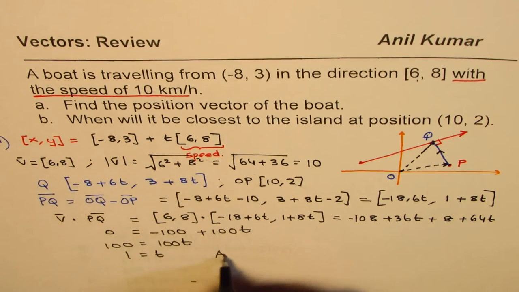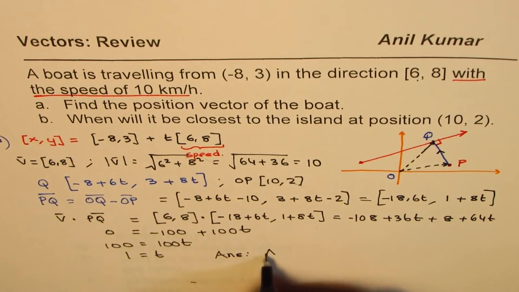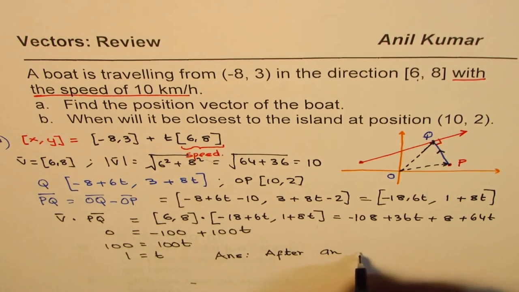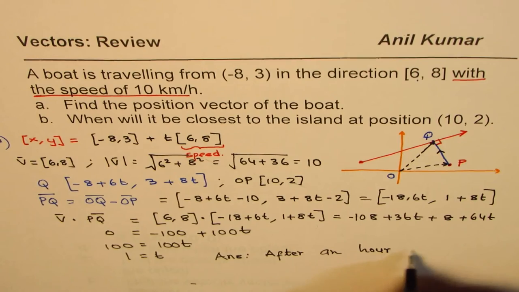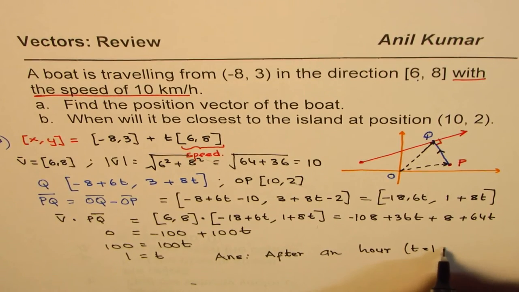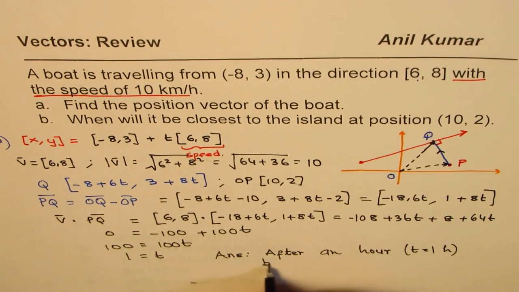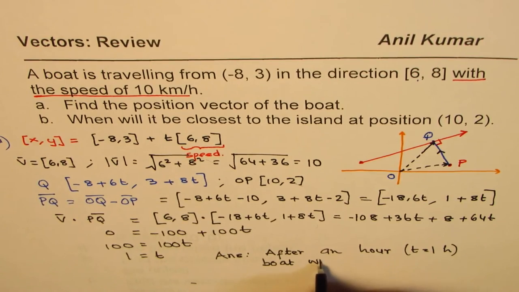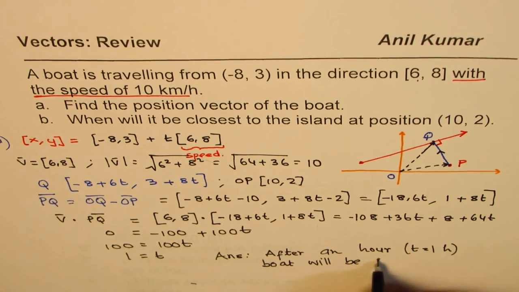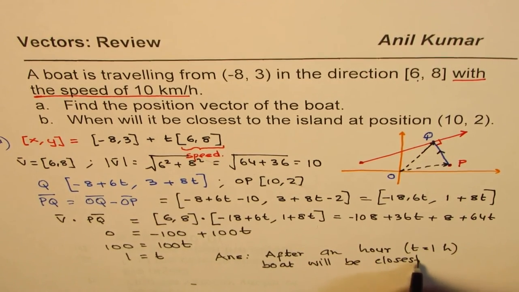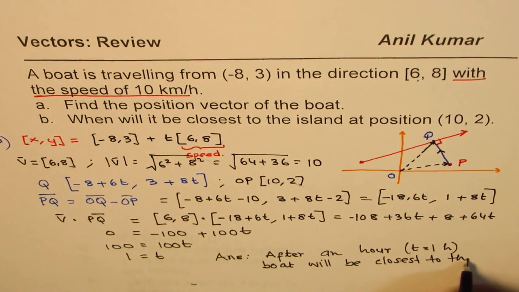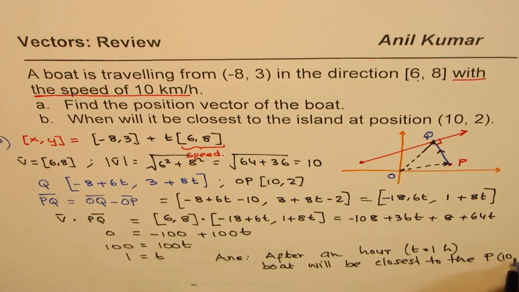So we can write down our answer. After an hour, since t equals 1, the boat will be closest to the point P, which is (10, 2).